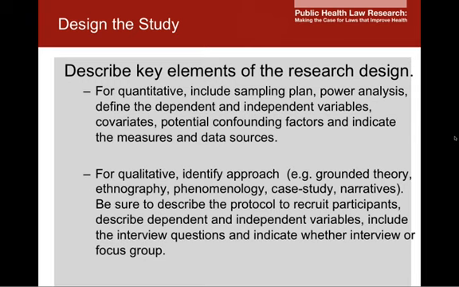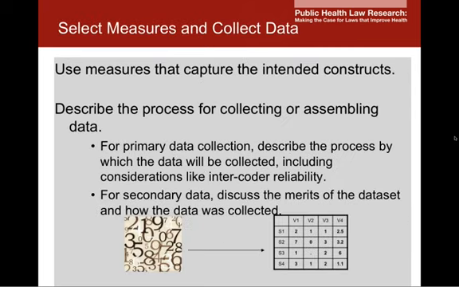We'll talk about measures more in just a minute. For qualitative research, such as ethnography, phenomenology, and case studies, you should identify the approach and describe the process to recruit participants, as well as defining your independent and dependent variables and questions to be pursued with your participants. The study design should be a blueprint to conduct the study, so that anyone who reads the study design section could replicate the project.